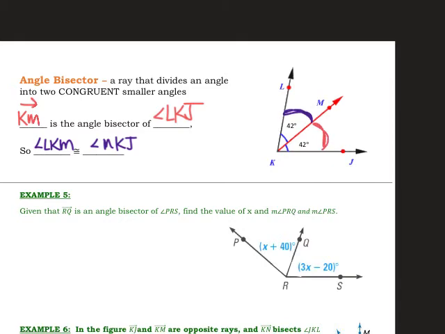MKJ is the one I marked in red. Now, if you notice these markings, you see how it's 1 and 1? That means those two are going to be the same. And we're going to be doing that anytime we see the word bisector, okay?